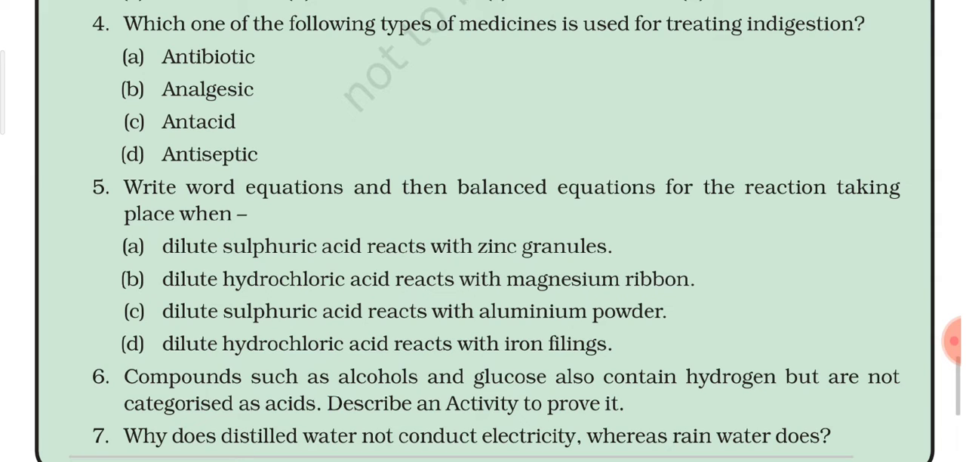A is dilute sulfuric acid reacts with zinc granules, that we have already discussed also. B, dilute hydrochloric acid reacts with magnesium ribbon, that is also easy. It is a reaction of acid with metal. Then C is dilute sulfuric acid reacts with aluminium powder. Here also it is the same, only they have changed the acid and they have changed the metal.